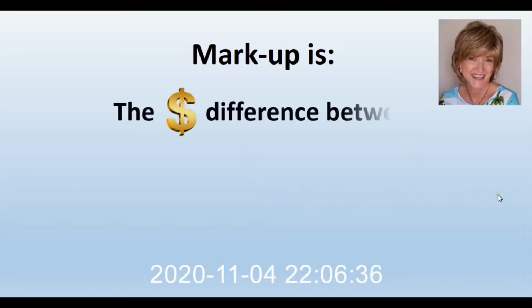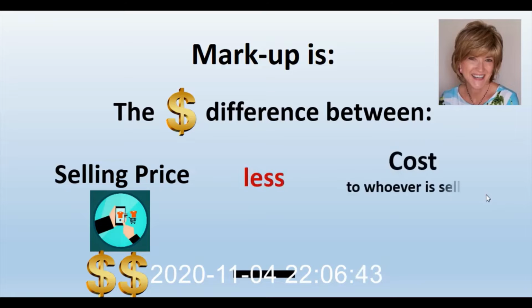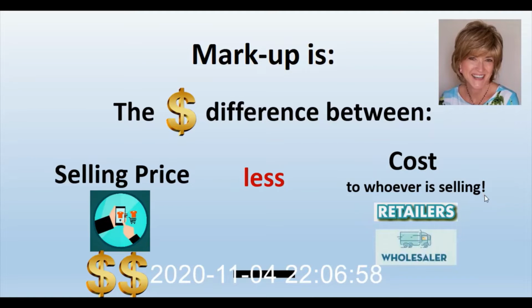Markup is simply this. It's the dollar difference between the selling price less the cost to whomever is selling. Okay? Now, the cost can be incurred by retailers if they're selling to us. The cost can be incurred by wholesalers if they're selling to the retailer. And actually, the cost of the wholesaler is based on what the manufacturer's sales price is.